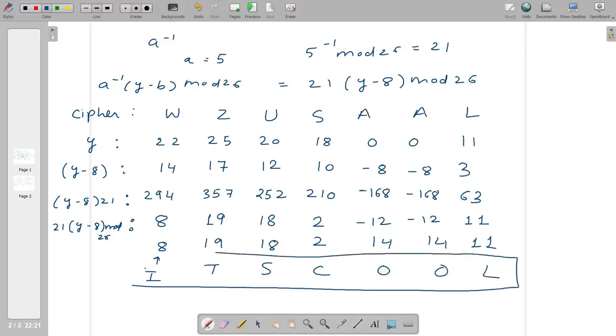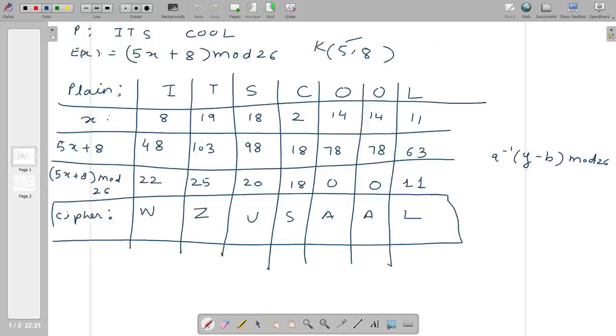This is how we are going to encrypt and decrypt the affine cipher. Encryption and decryption of affine cipher is a bit easy, but if you compare it with Caesar cipher or shift cipher, the classical substitution technique, it's a bit complicated. But again, the cipher is breakable. We can definitely break it.